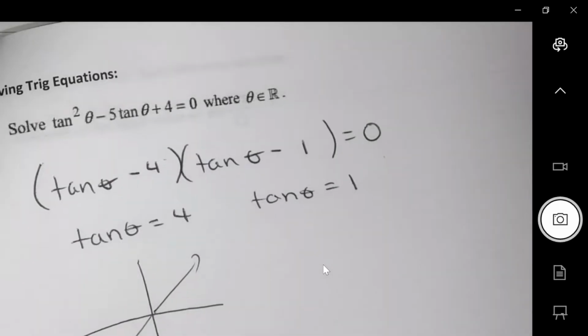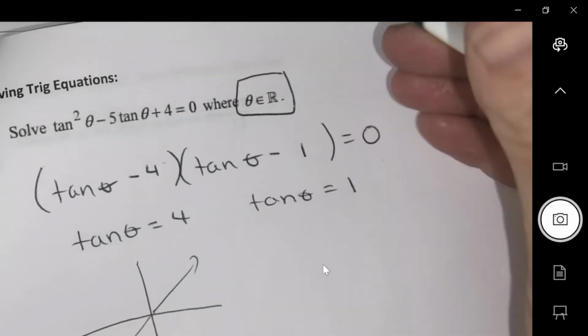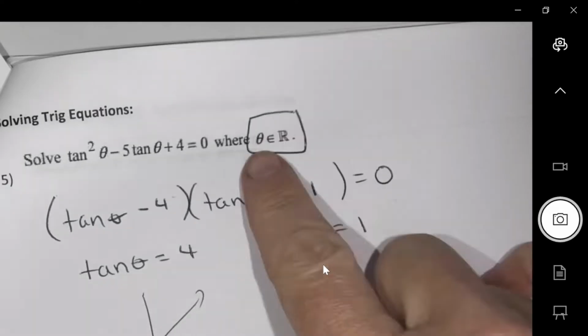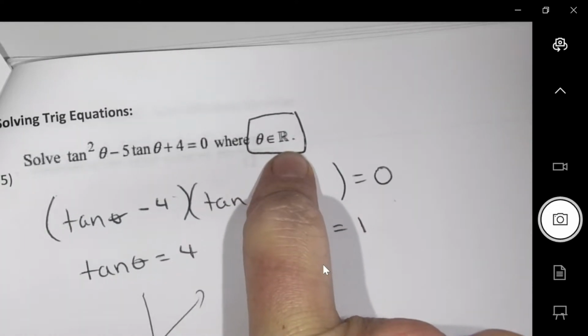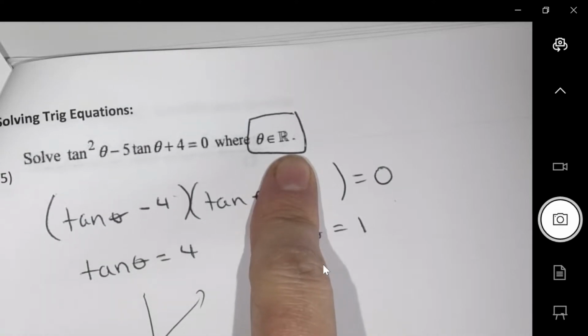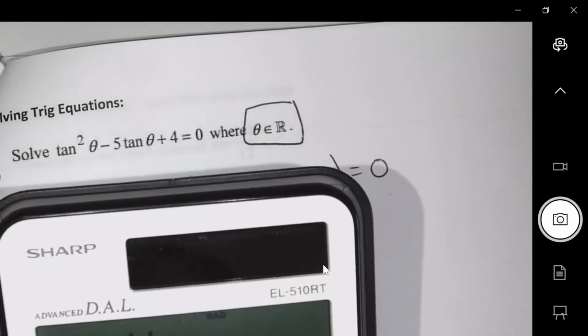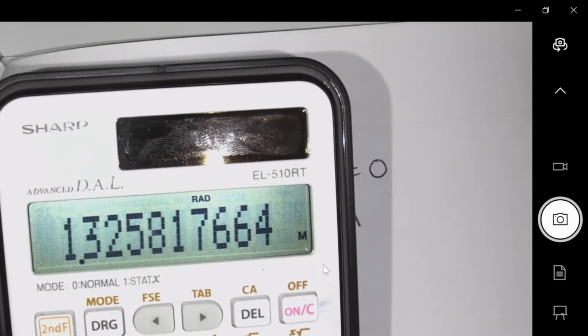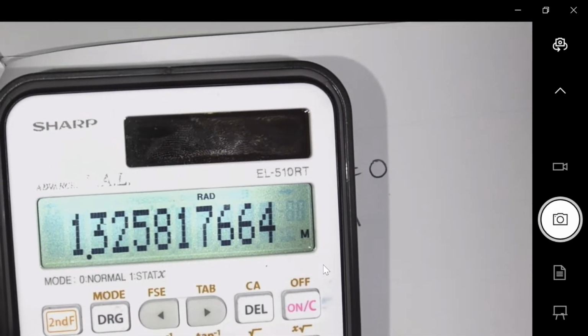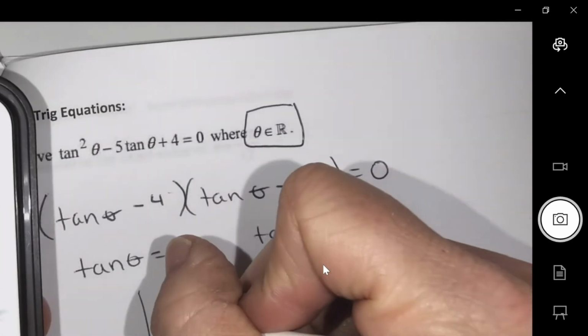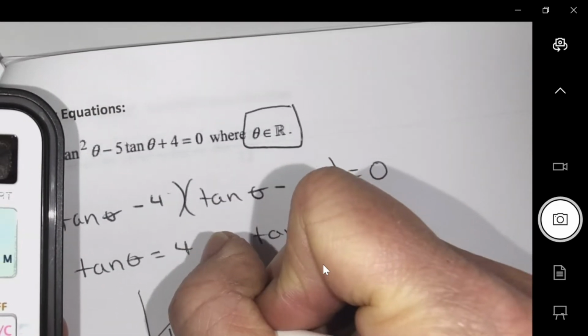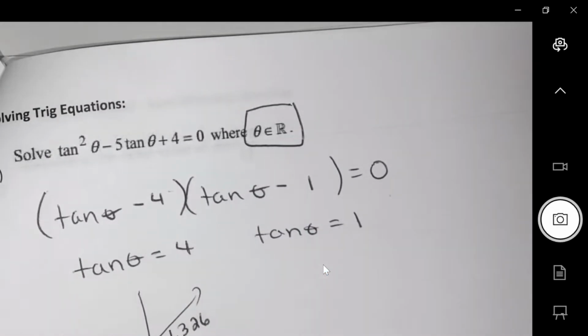Okay. I'm going to go to my calculator now. So now I have to decide the mode I want to be in. So if it tells me all real angles, the angle could be anything real, what mode should I be in? Radians. Radian mode. Okay, I'm going to tan inverse 4, and I get 1.3258. So I'm going to do 1.326.